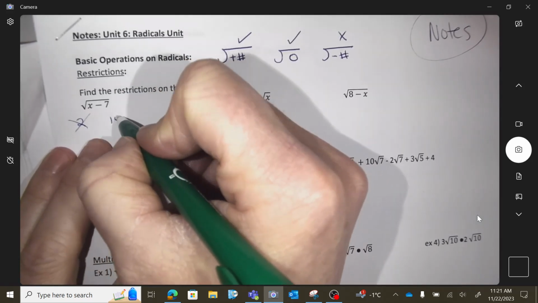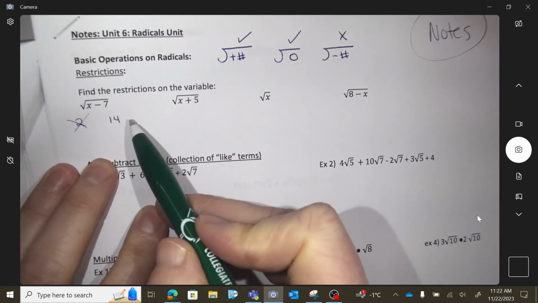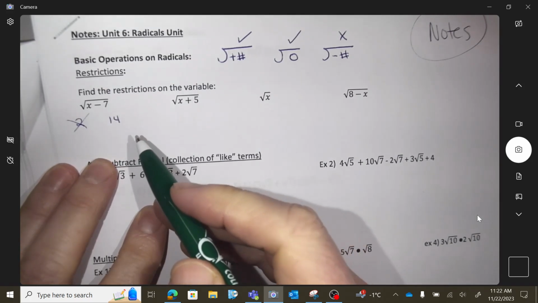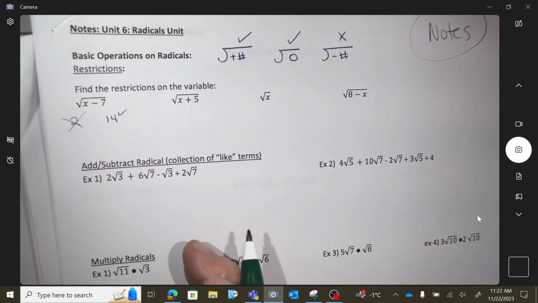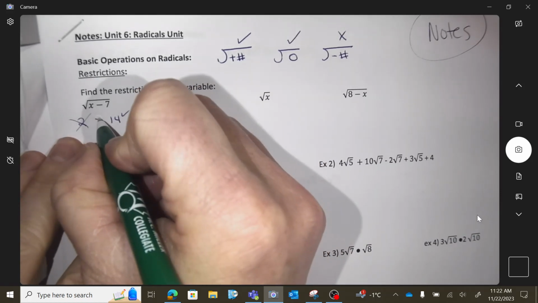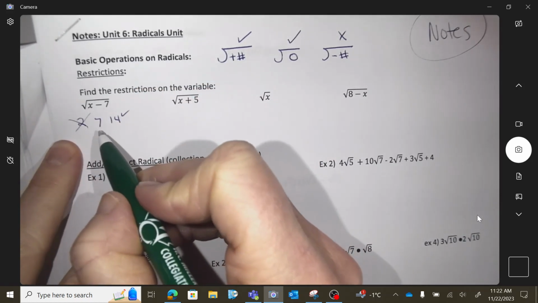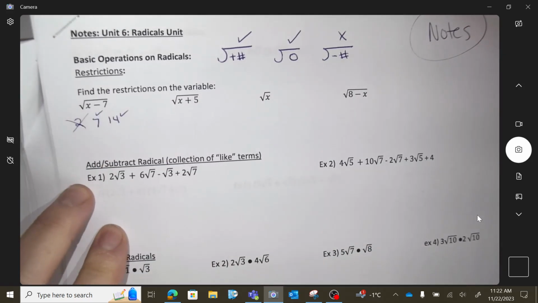14. Would that work? 14 subtract 7, square rooting 7. Would it come out on my calculator? Yeah. It's a decimal, but it's possible. You can put 7 in there. If you do 7, it's 7 subtract 7, 0. Would that be okay? Yeah.